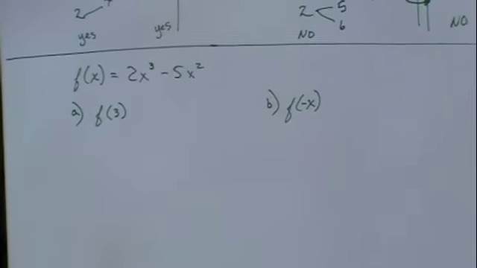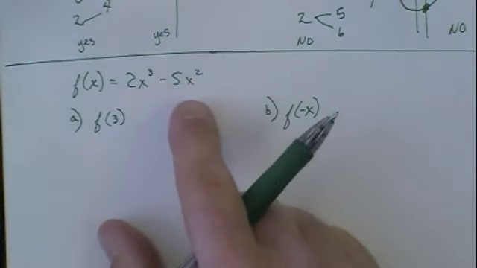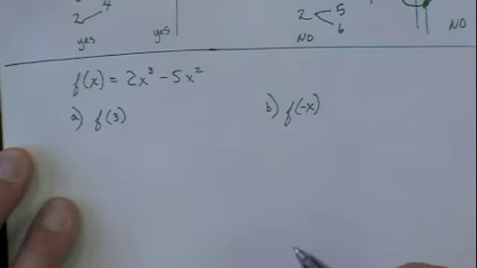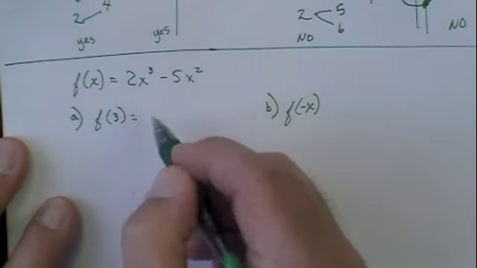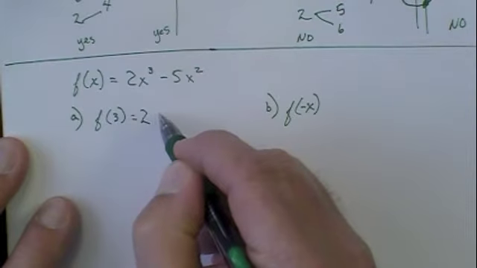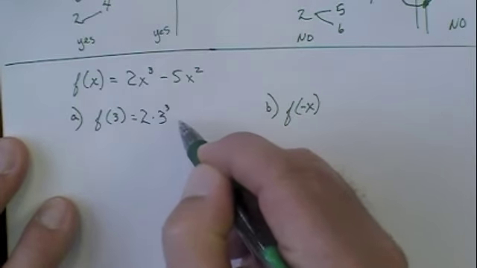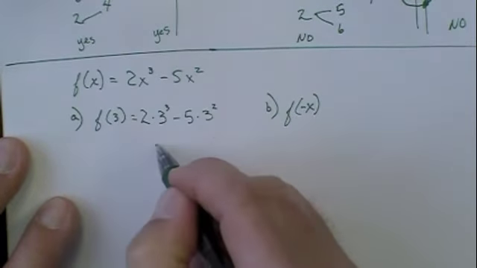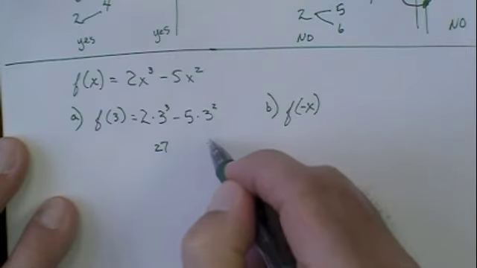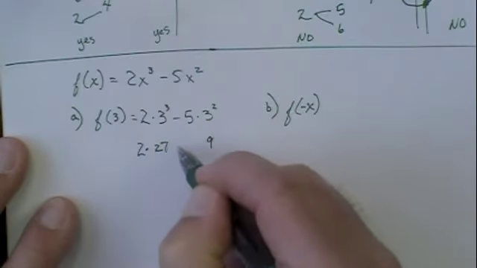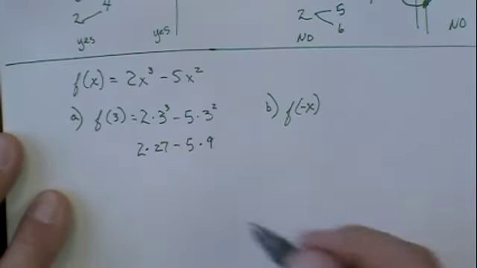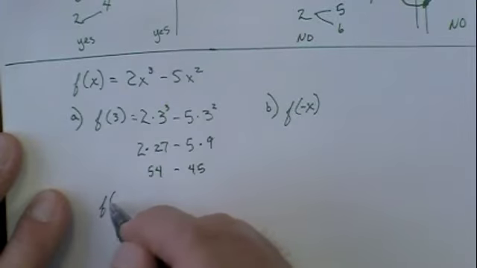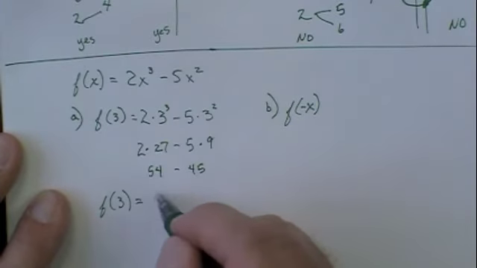Now if we're given a function f of x is equal to 2x cubed minus 5x squared, and we're asked to simplify or evaluate these. If we're given f of 3, what we do then is we plug in 3 for x. So on this example we would have 2 times 3 cubed minus 5 times 3 squared. 3 cubed is 27 and 3 squared is 9. So now we have 2 times 27 minus 5 times 9 gives us 54 minus 45. So f of 3, when we simplify, would be equal to 9.